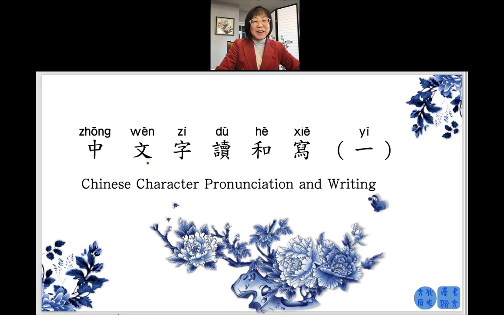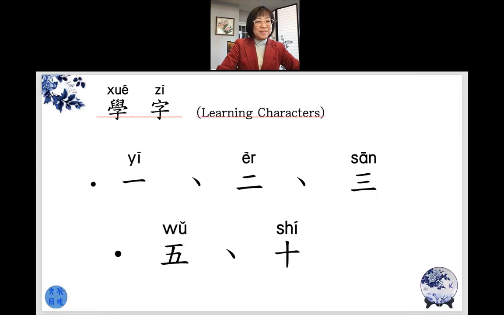Hi there! Today we're going to practice the pronunciation and writing of the Chinese characters you just learned. For this class, you learned 5 characters.